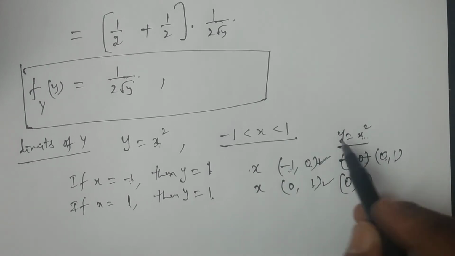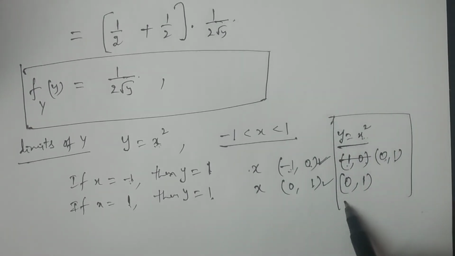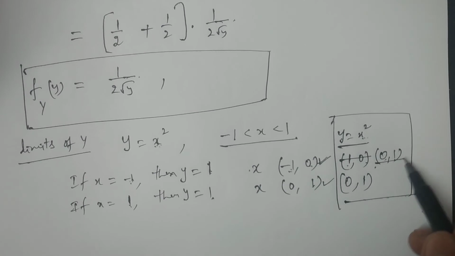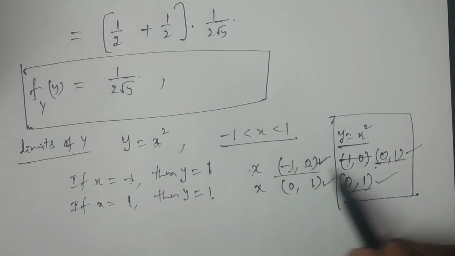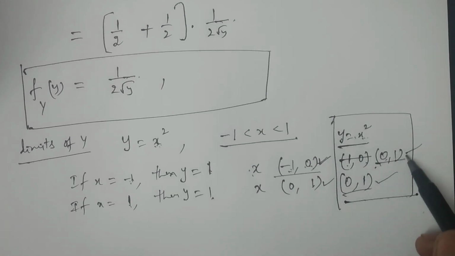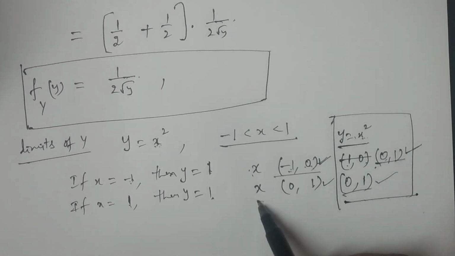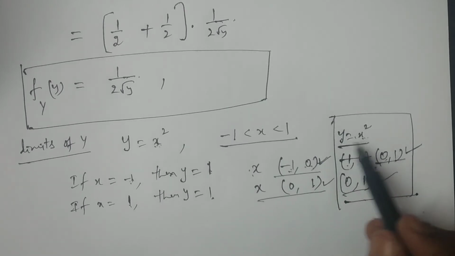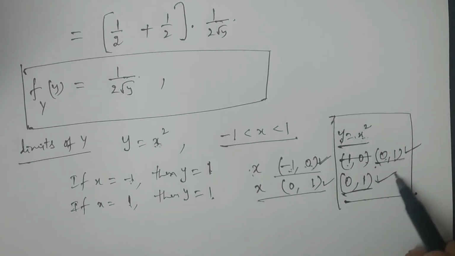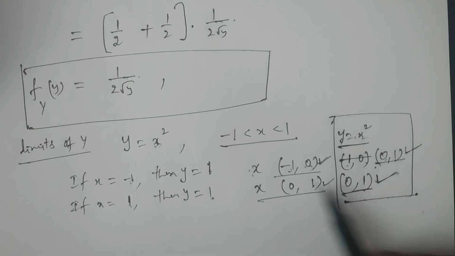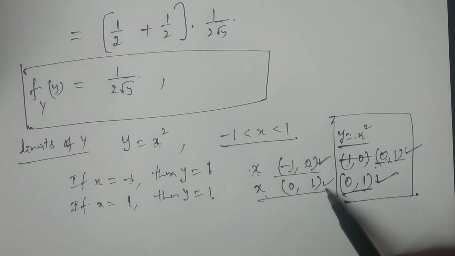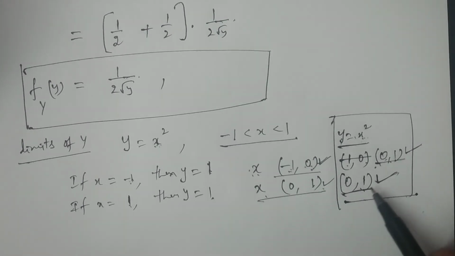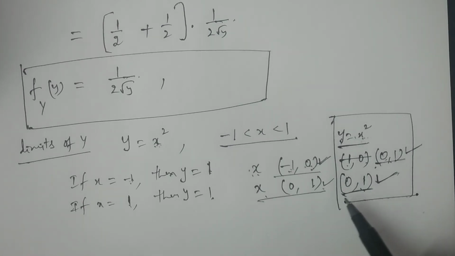In both cases, you observe the limits of y are the same, 0 to 1. If x takes the values between minus 1 to 0, y limits are 0 to 1. If x takes the values between 0 and 1, then also y takes the values 0 and 1. So that is called the symmetrical property of this particular variable.